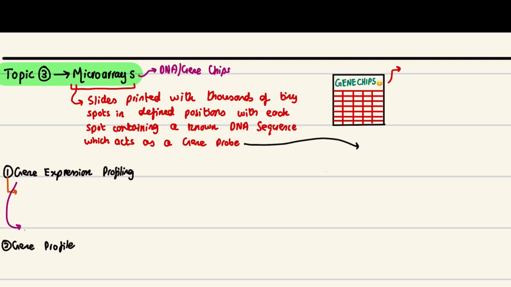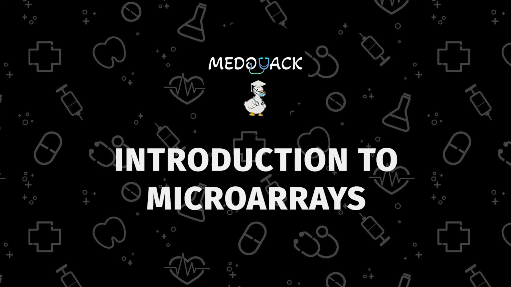Obviously, it's not something like genetic crosses, which is tested pretty much every single year. It's not that high yield, but it is still a pretty important topic, and one that I never suggest my students skip. Okay, so let's get started.